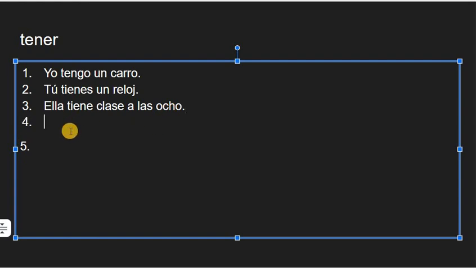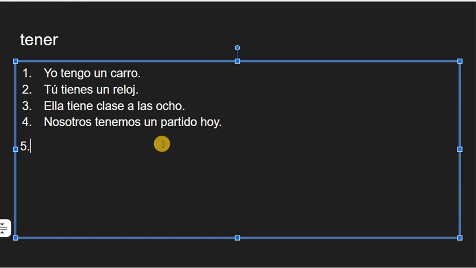Nosotros tenemos un partido hoy. We have a game today.